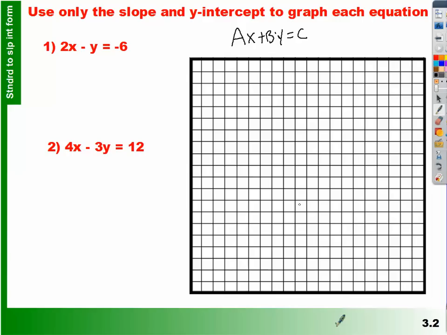So we are going to do the impossible. We are going to graph a linear equation with only the slope and the y-intercept when we have been given a standard form equation. And you'll remember that standard form equation is ax plus by is equal to c. We are going to transform it into y equals mx plus b, where m is the slope.